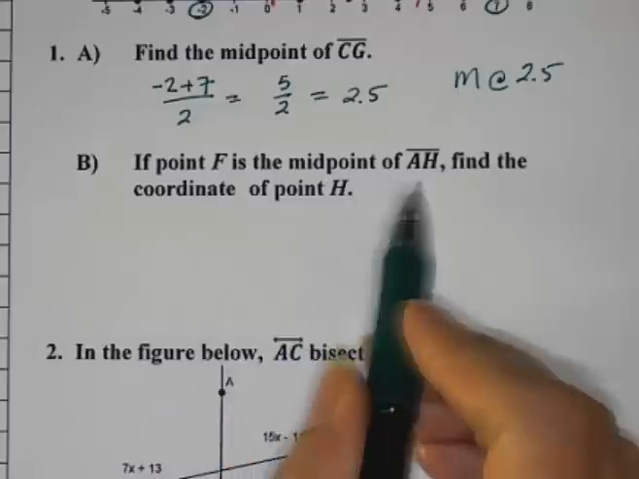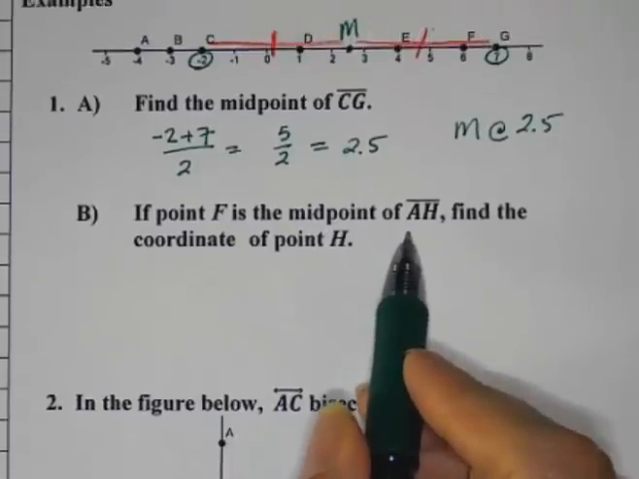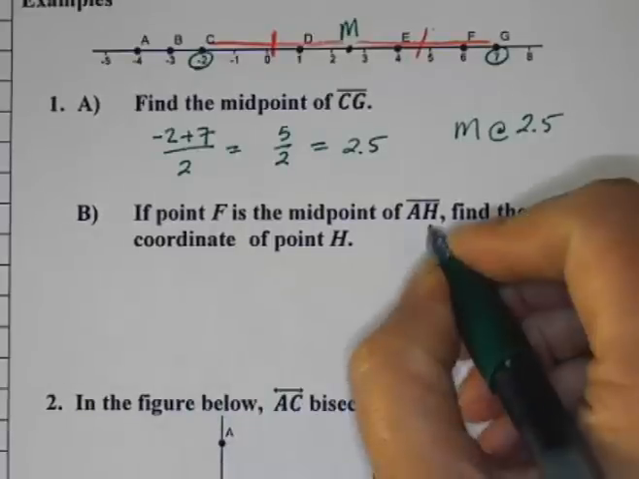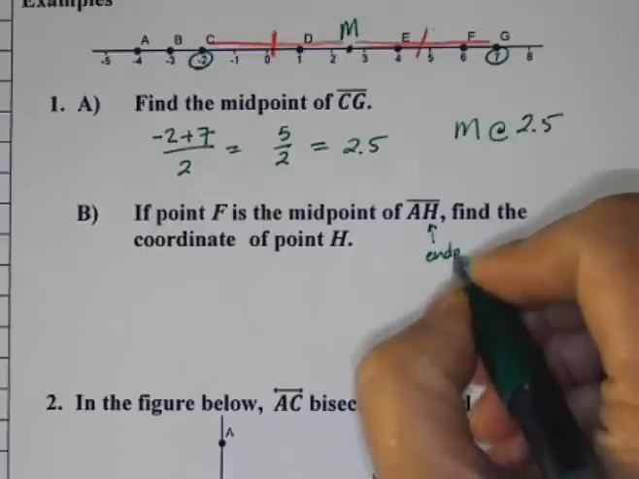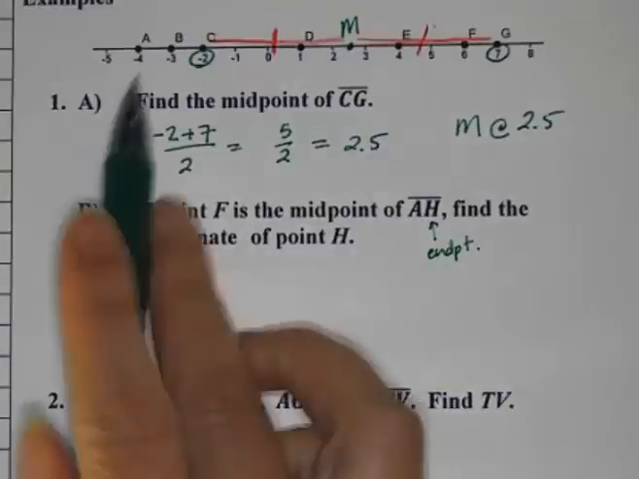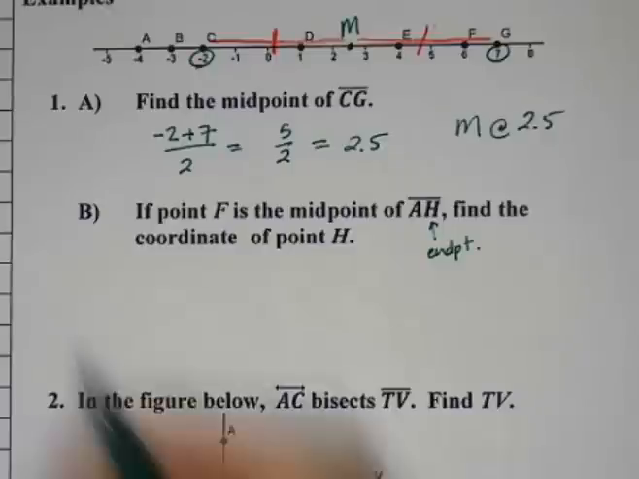Now as we look at the question for part B, we've got point F, and they name that the midpoint of segment AH. So in the last one we had to find the midpoint. This time they tell us where it is. And our job is to find the coordinate of point H. Notice that point H is one of our endpoints. So how do you, knowing where our midpoint is, how do you find one of the endpoints?